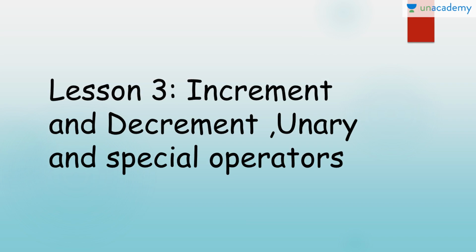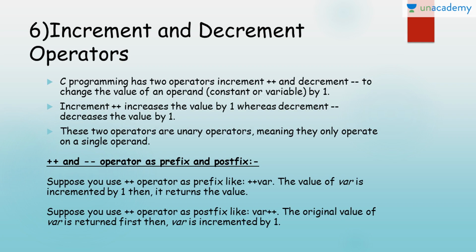Today we will be learning about increment and decrement, unary and special operators. So what are increment and decrement operators? C programming has two operators, namely increment and decrement, which we use to change the value of an operand. It can be a constant or a variable, by 1. The increment operator increases the value of the operand by 1, but the decrement operator decreases the value of the operand by 1. These two operators are unary operators. Unary operator means that it works only on a single operand.